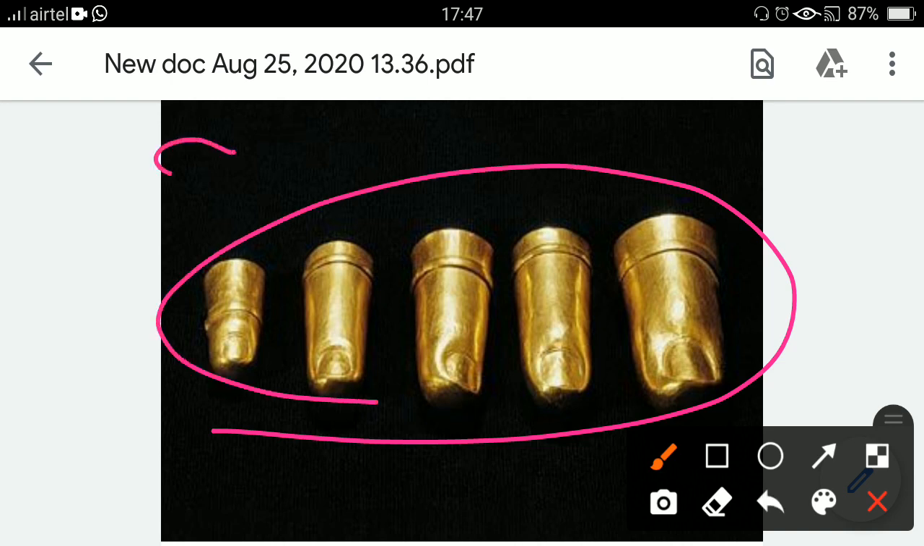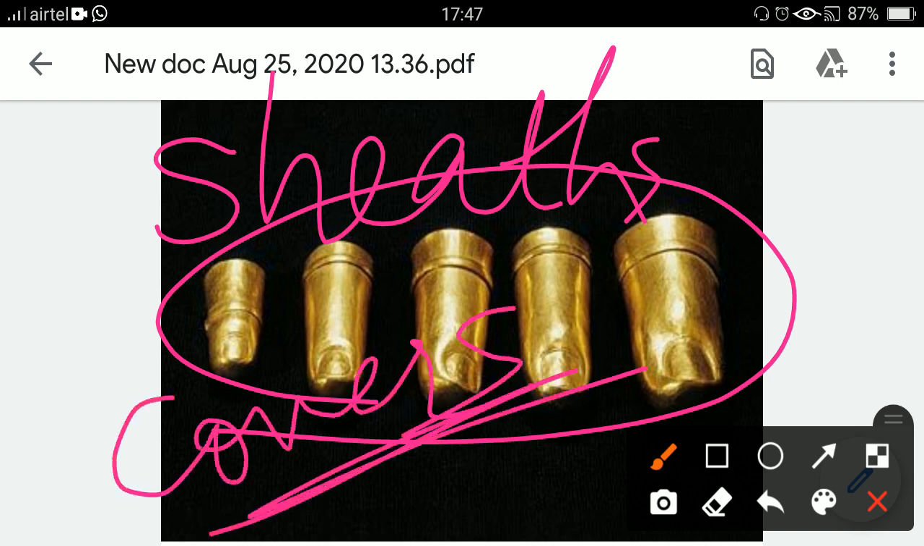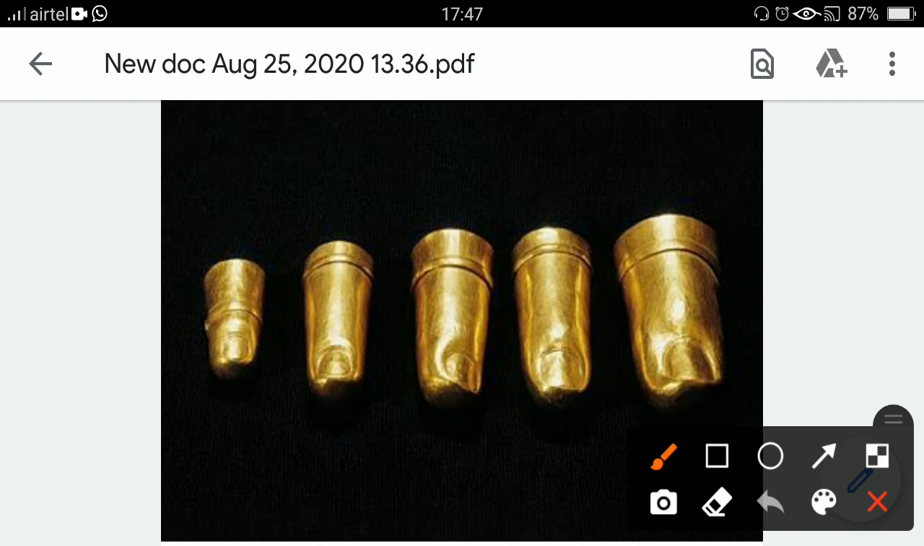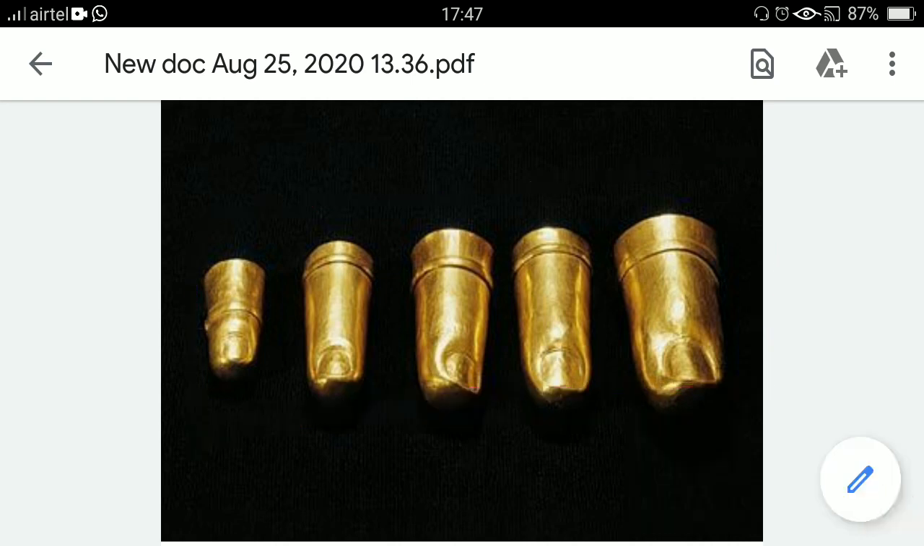These are sheaths. Sheaths means cover or covers. So these are the sheaths for fingers. The ancient Egyptian pharaohs or queens wore these sheaths for themselves, for their fingers and also for their toes.